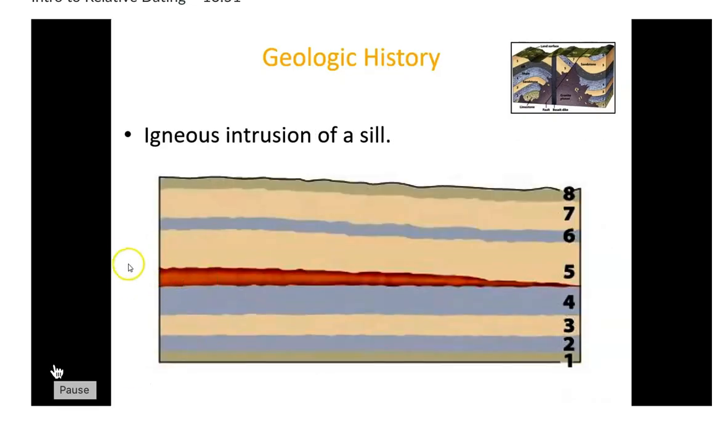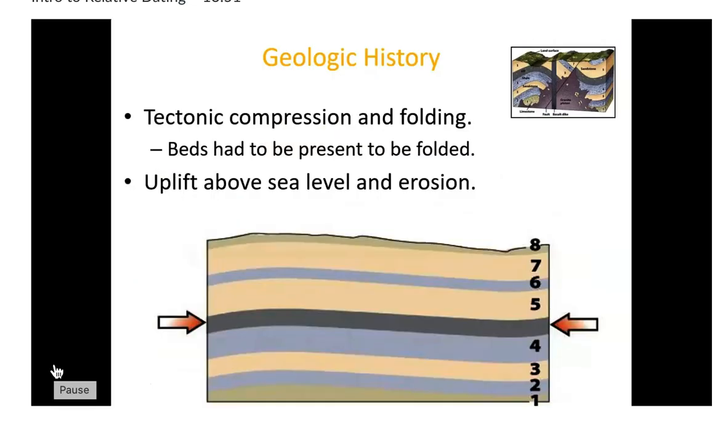Sometime later, we have the intrusion of an igneous body. This is an igneous sill. Now, we don't know exactly when this igneous sill intruded in regards to the deposition of layers 6, 7, and 8. But we know that the sill came in prior to compressional stress in this area, because this compressional stress resulted in the folding of all of these layers, including this dark layer, which is our igneous sill. So the type of stress that forms the large anticline and syncline depicted here is compressional stress.